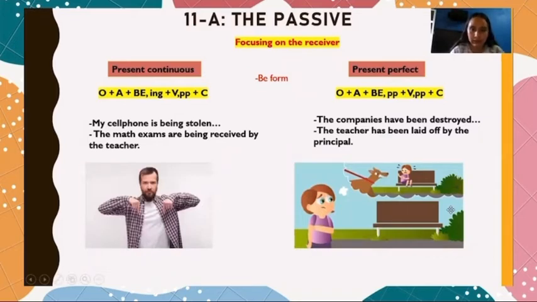We use the passive to focus on the receiver. In the passive form, we don't care about the doer of the action, just the object of the action. My cell phone is being stolen. We need to have our auxiliary plus the verb be in ing and our verb in past participle.